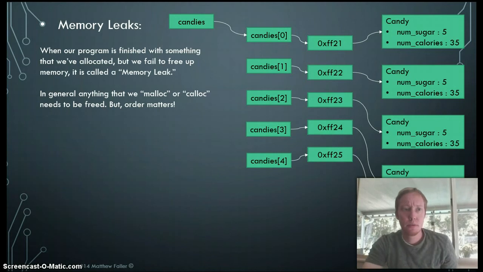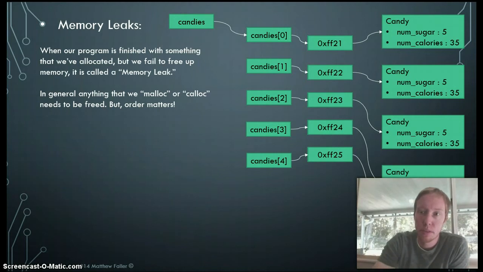So anyhow, let's go over how to properly free up some memory. Back to our candy example, where we had an array of candy pointers, and each pointer points to this candy structure that we've allocated. Let's say we want to free all of this memory up. We're done with candy for now.